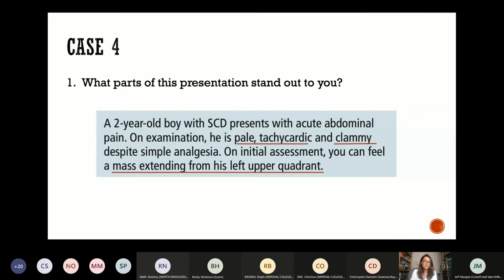So for me, the fact that this 2-year-old is pale, tachycardic and clammy, and also paying attention to this mass that's extending from his left upper quadrant, are the two key bits that stand out and say that we need to start thinking about managing this patient quite quickly.